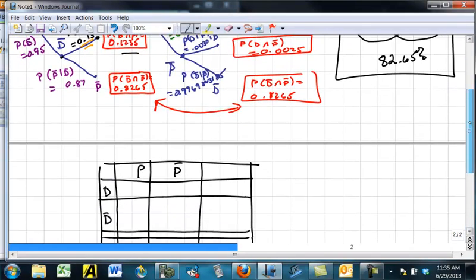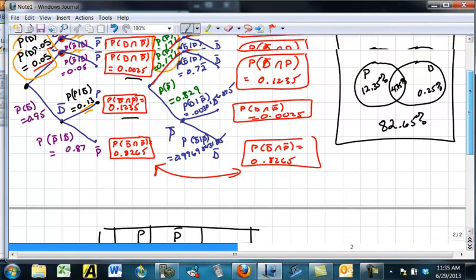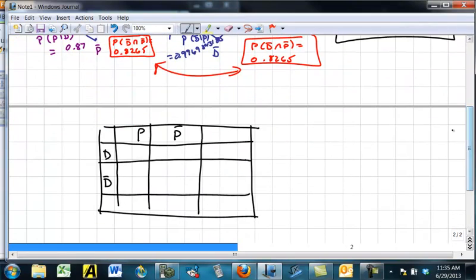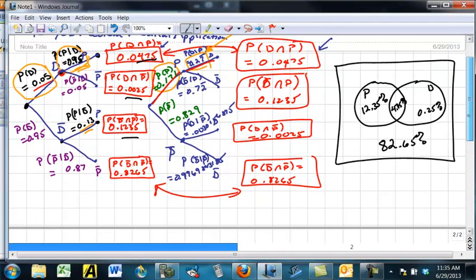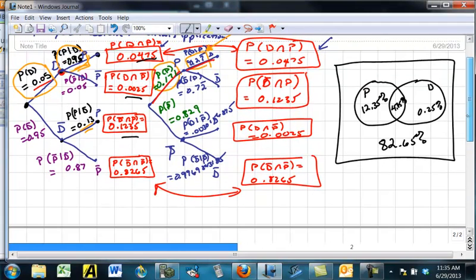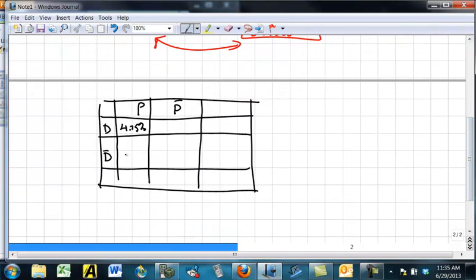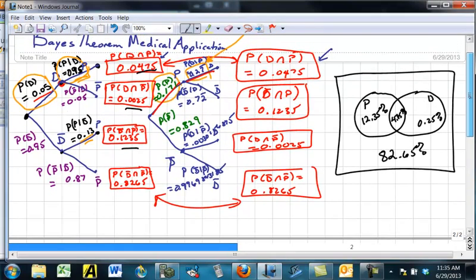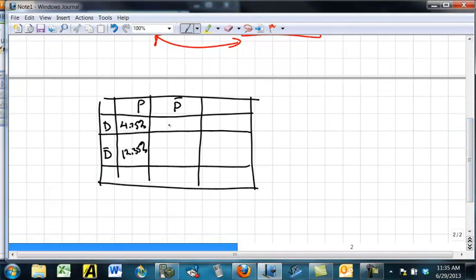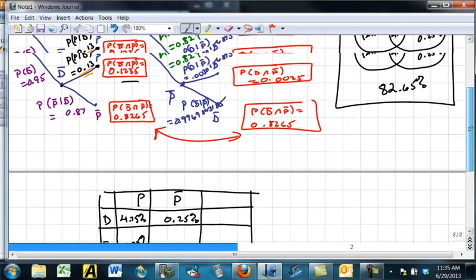So positive and disease again was 4.75%. Writing percents this time, you could write them as decimals or percents. Positive and no disease, that's this one, 12.35%. Disease and not positive, okay, 0.25%. And neither positive nor disease, that was the 82.65%.